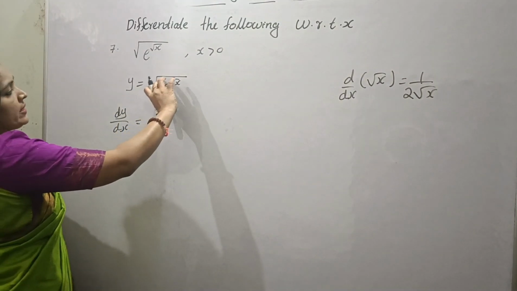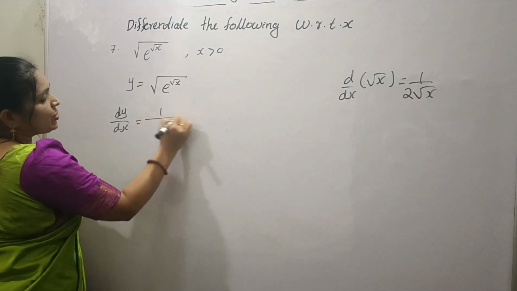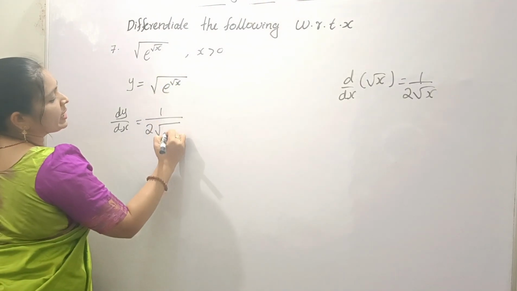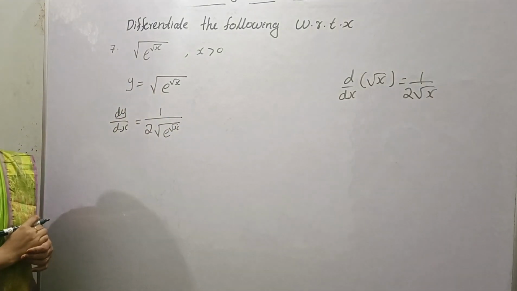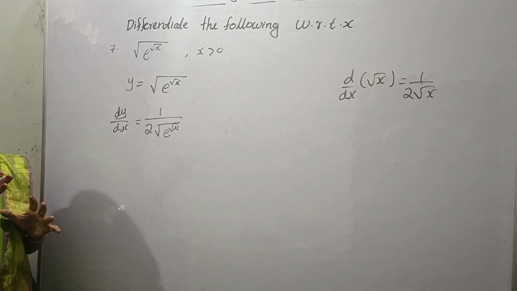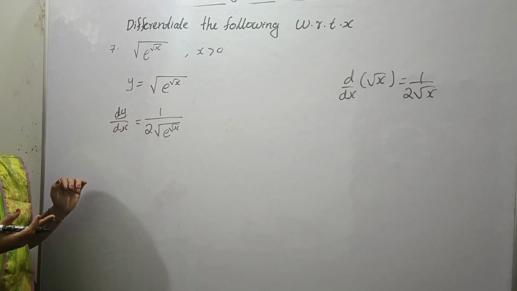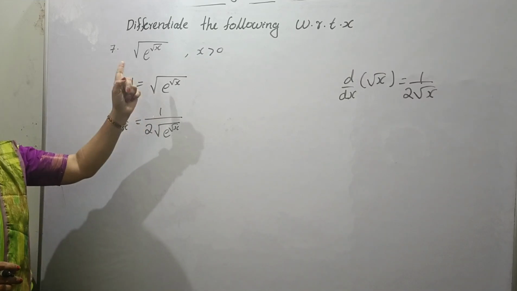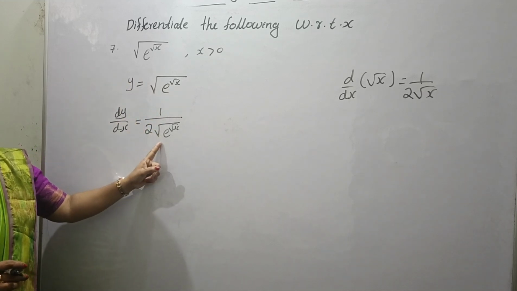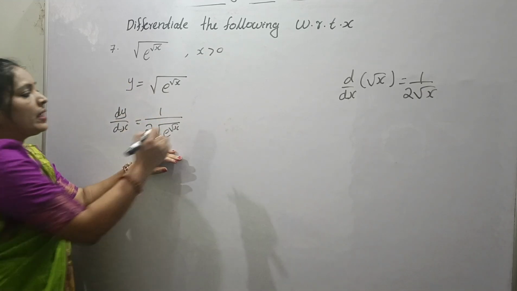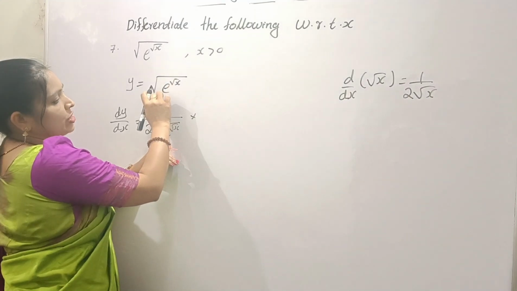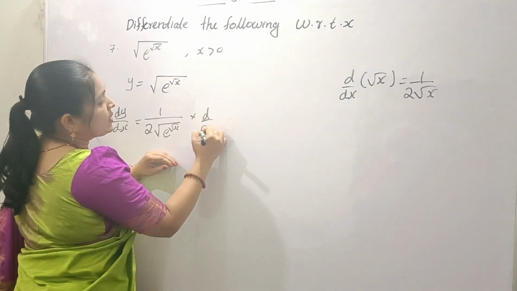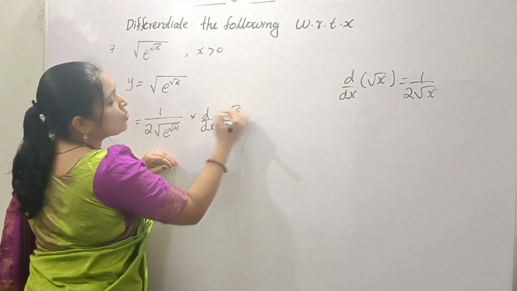So here you just take it as x, then what is the derivative? 1 by 2 root e raised to root x. Okay, e raised to root x. It is the derivative of root x. Square root, derivative of square root x is 1 by 2 root x. So square root of e raised to root x is 1 by 2 root e raised to root x into derivative of this inside function. That is, inside function is e raised to root x. d by dx of e raised to root x.